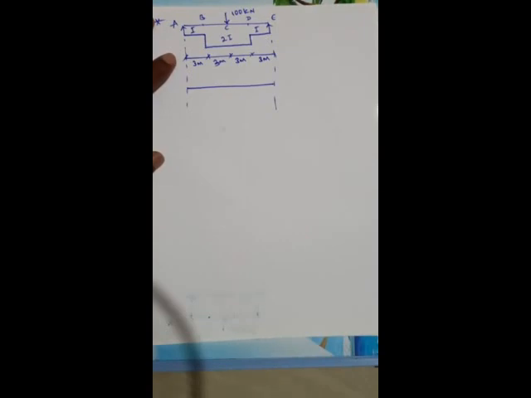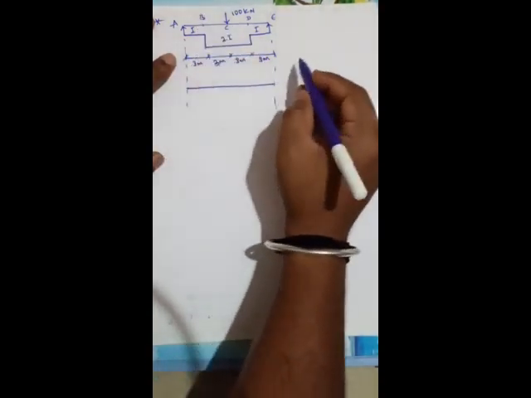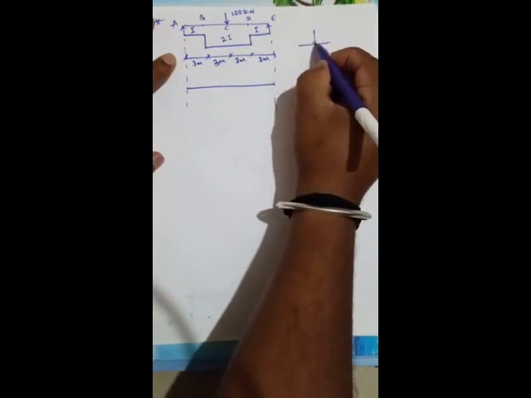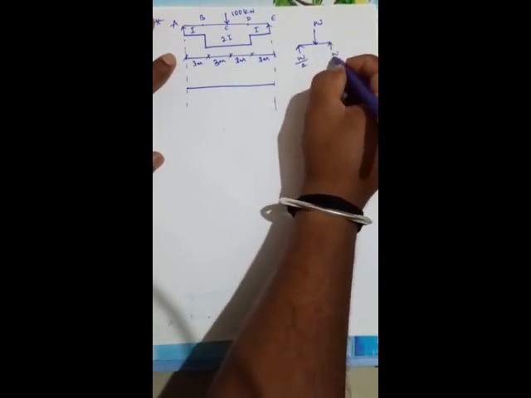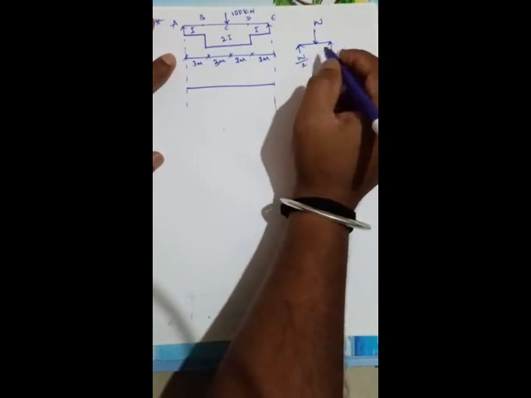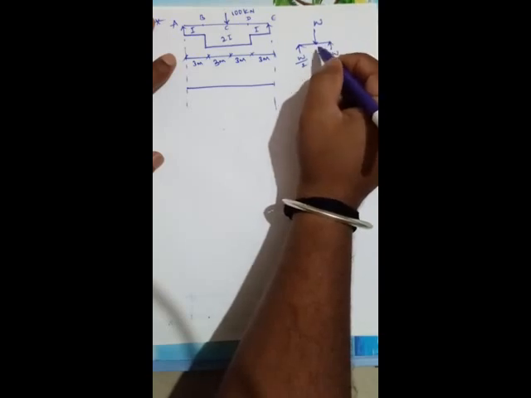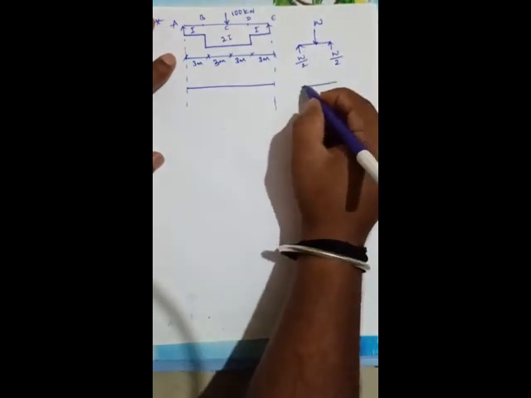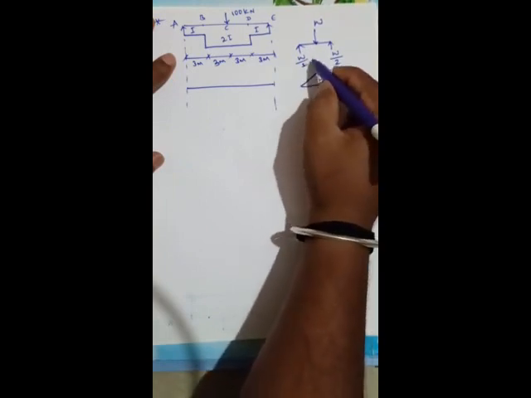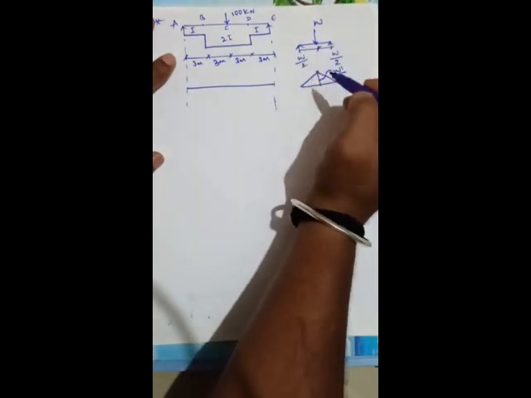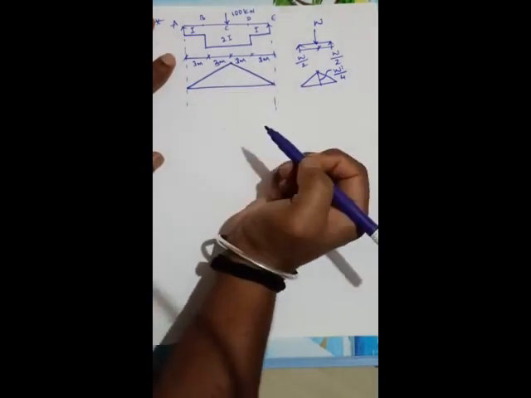Here if I draw the variation of the bending moment diagram for a simply supported beam subjected to a concentrated load at the center, with symmetrical loading the reactions will be W by 2, the total load divided by 2. The reactions share the total load equally, correct? Exactly at the point of application of load, you will get the maximum bending moment, and this value will be WL by 4, correct? W by 2 into L by 2.